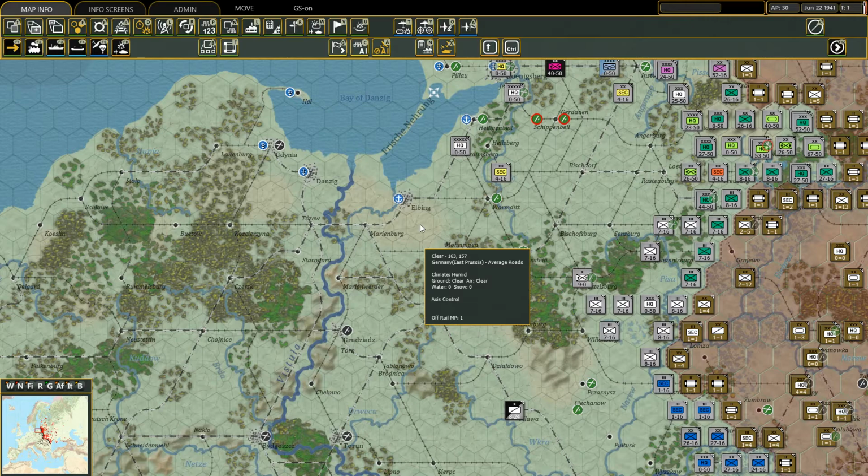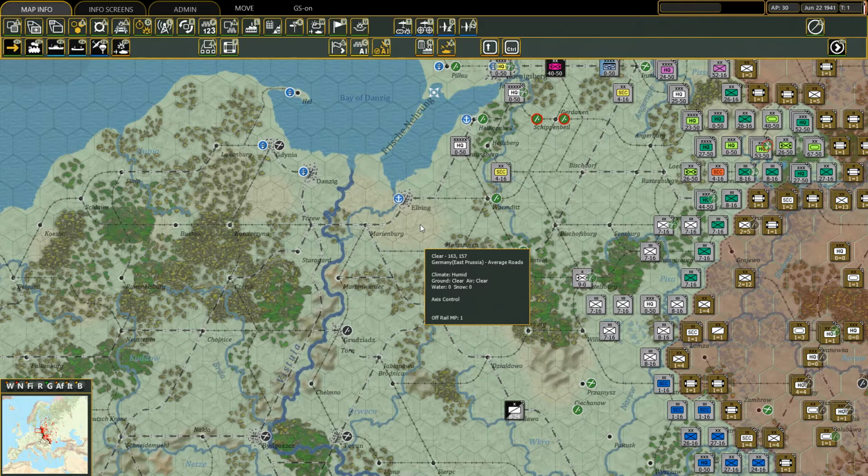Then we will always see the climate, which can be humid. In other regions, it can be temperate humid. We have the weather. Because it's summer 1941, the weather is clear, both on the ground as well as in the air. And because it's summer and it has not been snowing nor raining for the past turn, we have no water nor snow. This hex is under axis control. And then we have the off-rail MP, or the movement points.